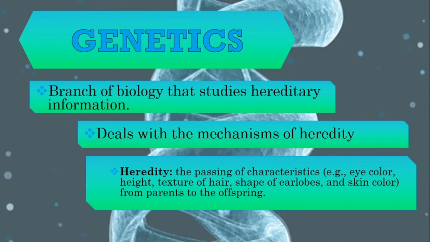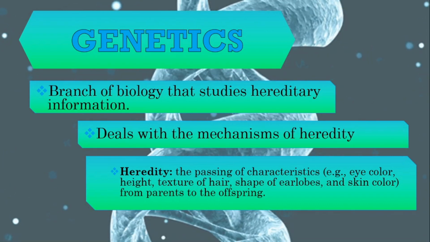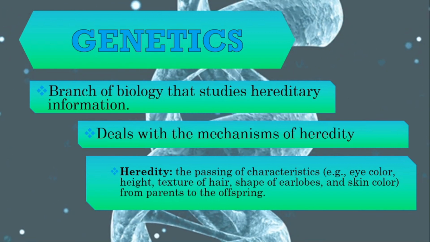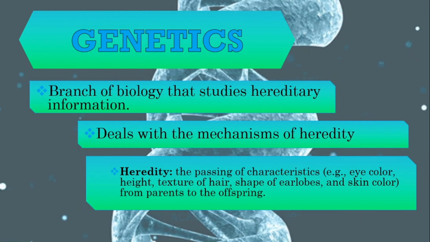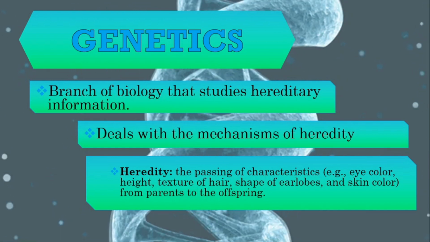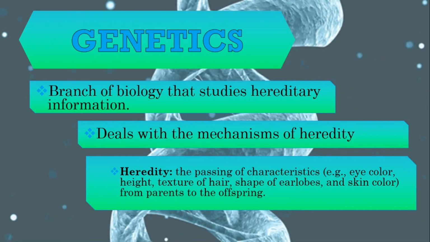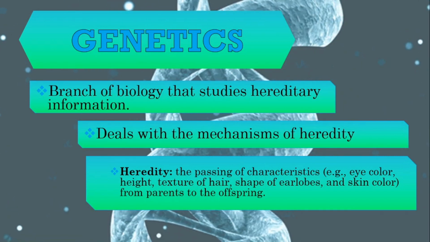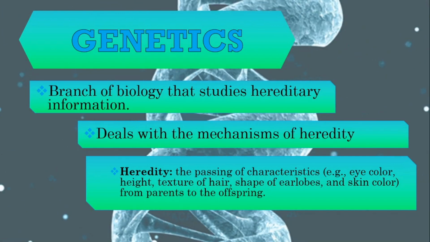Examples of these characteristics include eye color, which can be brown, black, or hazel. Height can be tall or short. Texture of hair can be wavy, curly, or straight. Shape of earlobes can be attached or broad. And skin color can be fair or dark.